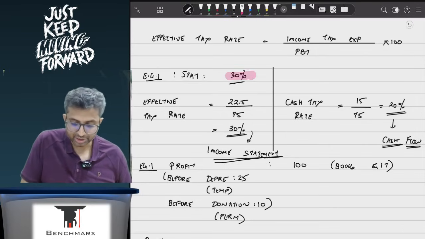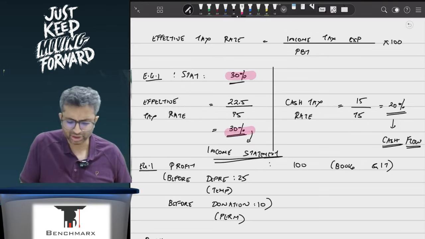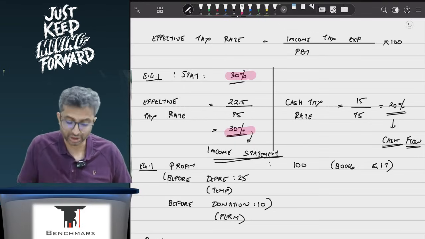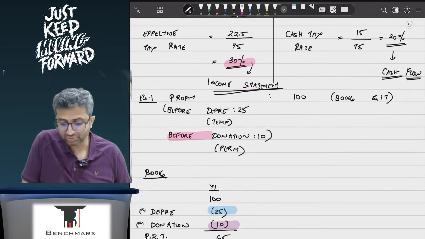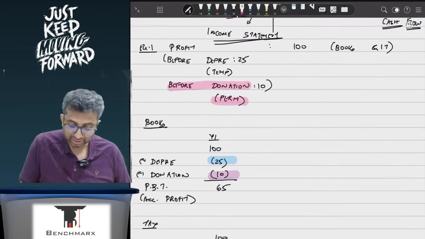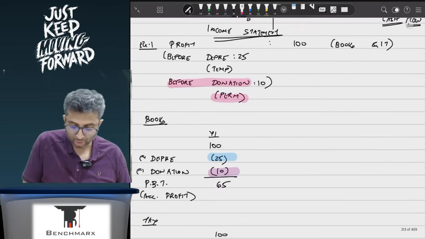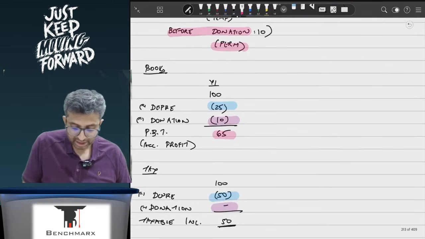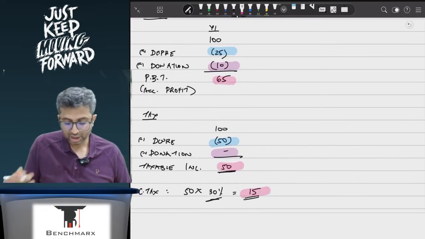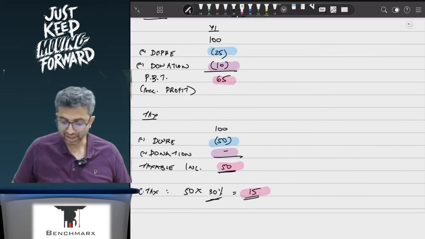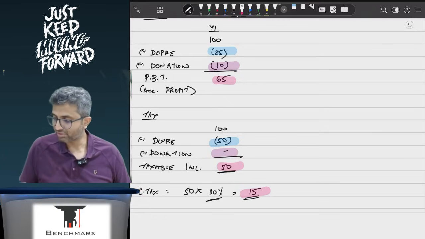The statutory tax rate is 30%, the effective tax rate is also 30%. In our example, there is no need of a reconciliation. However, maybe there is some donation which is a permanent difference, in which case in your books your profit will be 65. In income tax, your profit will be 50. So your current tax will be 15 rupees. Now that 15 rupees, if I divide by 65, it is 23.03%.